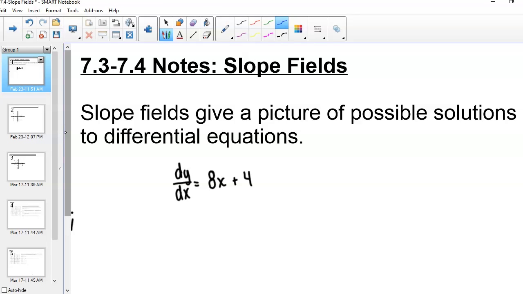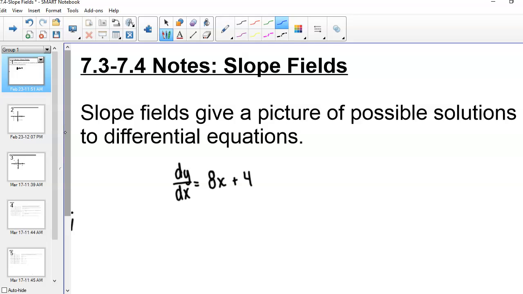So today we're going to look at 7.3, 7.4. These are slope fields. And slope fields are a device that we can use that gives us a picture of what the possible solutions to differential equations look like. Now, we have not solved differential equations yet, except for solving really, really simple differential equations.